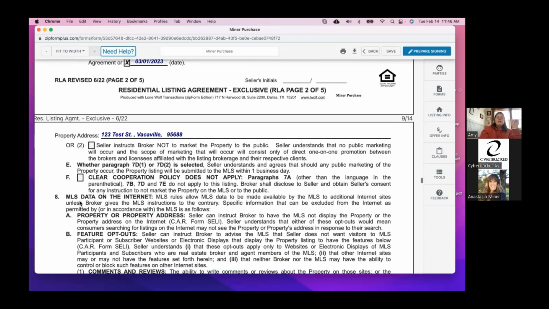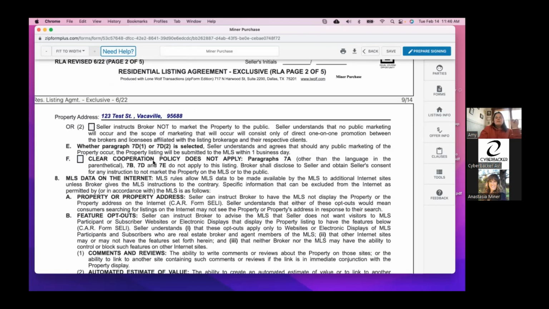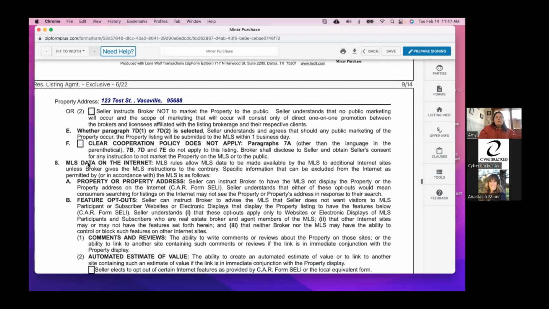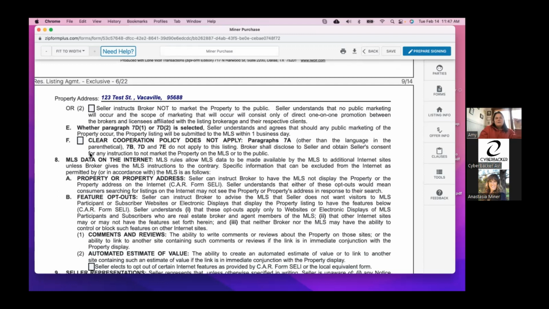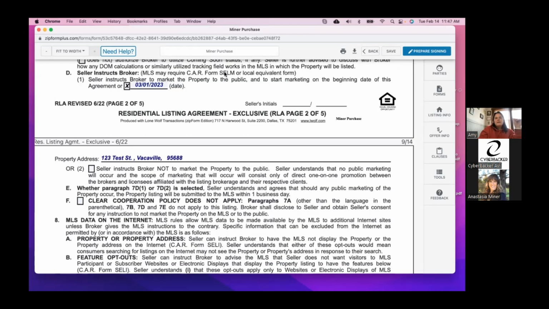Okay. Whether 7D1 or 7D2 is selected, seller understands and agrees that should any public marketing of the property occur, the property listing will be submitted to the MLS within 1 business day, right? So that's where we're supposed to submit it. So if we don't want to submit it to the MLS right away, then that's where we'd use that SELM form, the seller's exclusion from the multiple listing service, excluding it from being marketed.